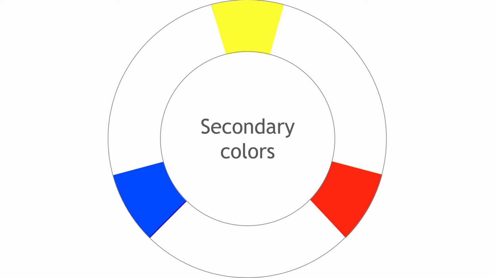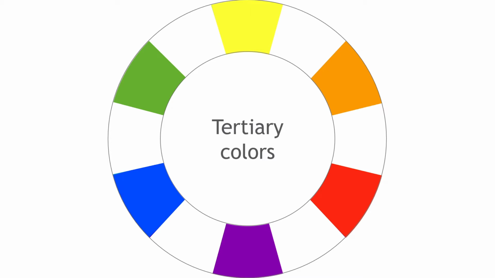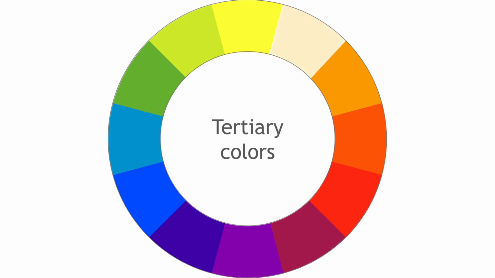Moving to the next level, we have our secondary colors. Here we are talking about mixing. If you mix yellow and blue, you get green. If you mix blue and red, you get purple. And if you mix yellow and red, you get orange. So green, purple, and orange are secondary colors. If you continue mixing in that same fashion, you're going to get tertiary colors, like those shown here. So those are the basics of the color wheel. You have primary, secondary, and tertiary.